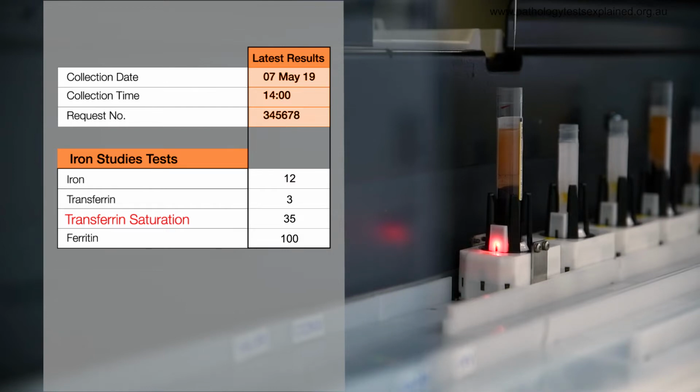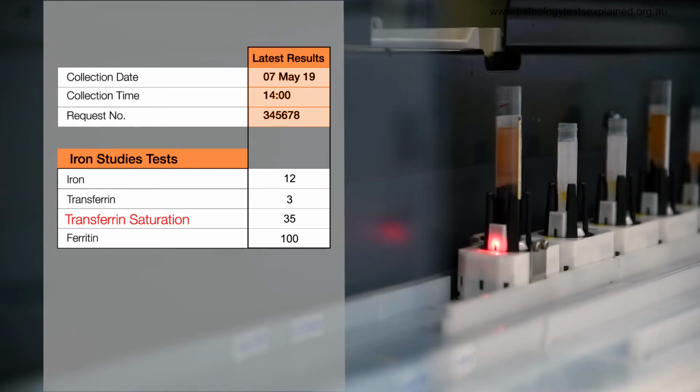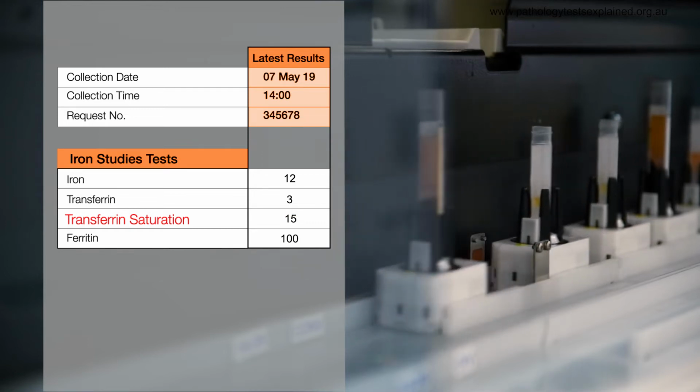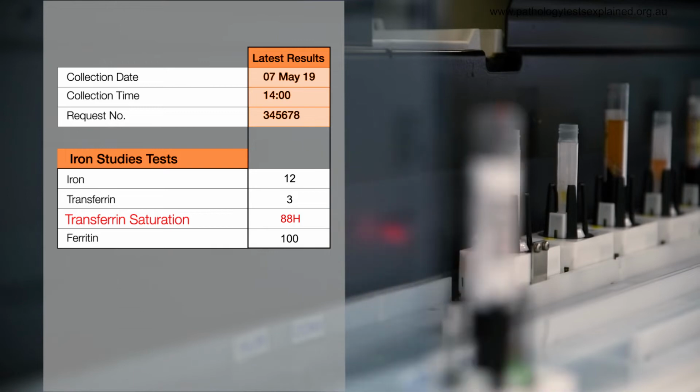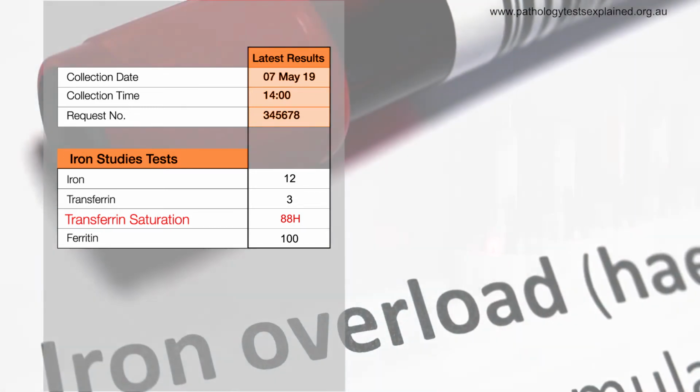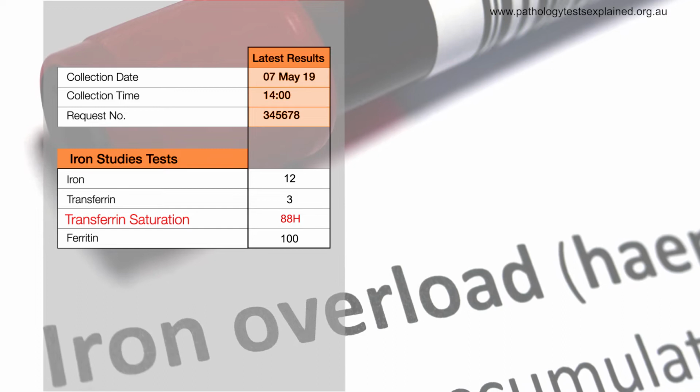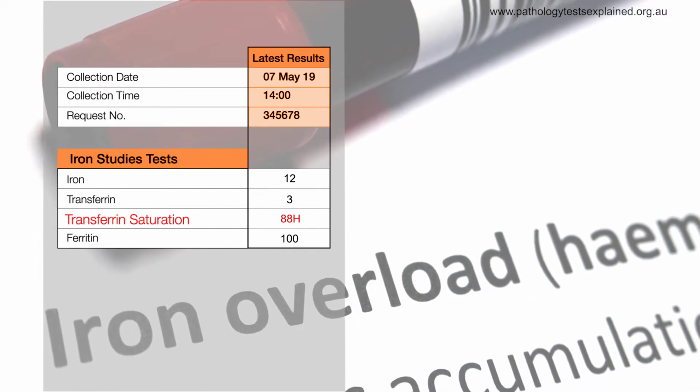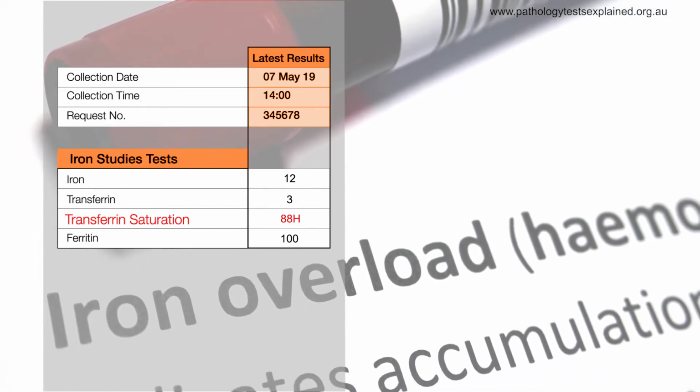The number represents the amount of iron that has been attached to transferrin as a percentage of transferrin's total iron carrying capacity. It is a more accurate indicator of the amount of iron in the body than either serum iron or serum transferrin alone. If you have iron deficiency, transferrin saturation is likely to be low, and high if you have iron overload. A higher transferrin saturation can be the earliest sign of the iron overload disease, haemochromatosis.